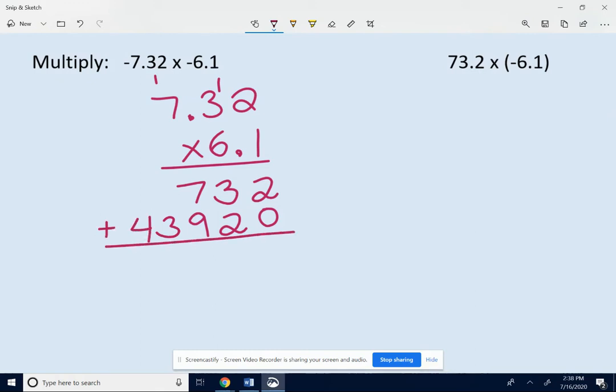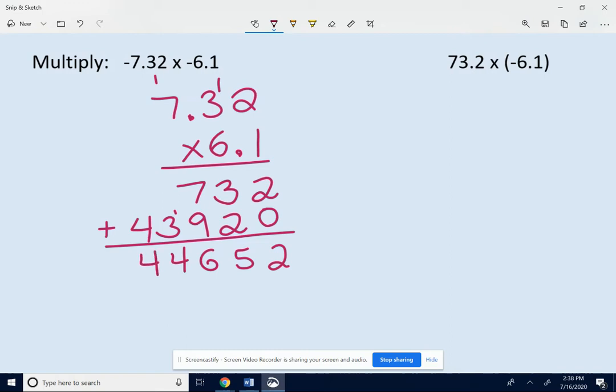Now we're going to add these up. 2 plus 0, 2. 3 plus 2 is 5. Let's see, 9 plus 7 would be 16, carry the 1. So that would be 3 plus 1, 4, and 4.